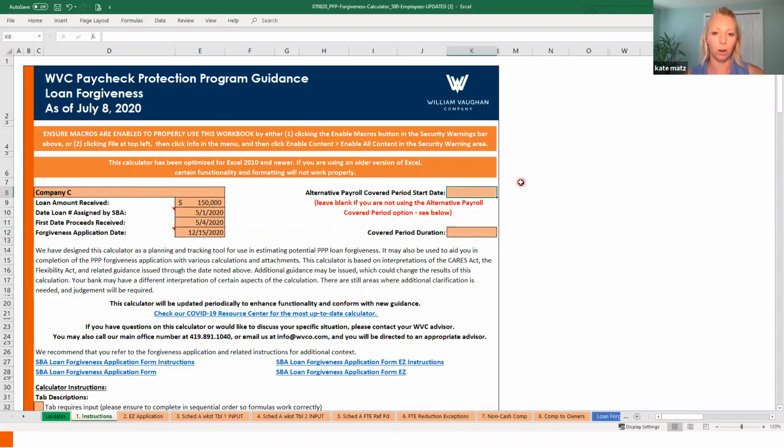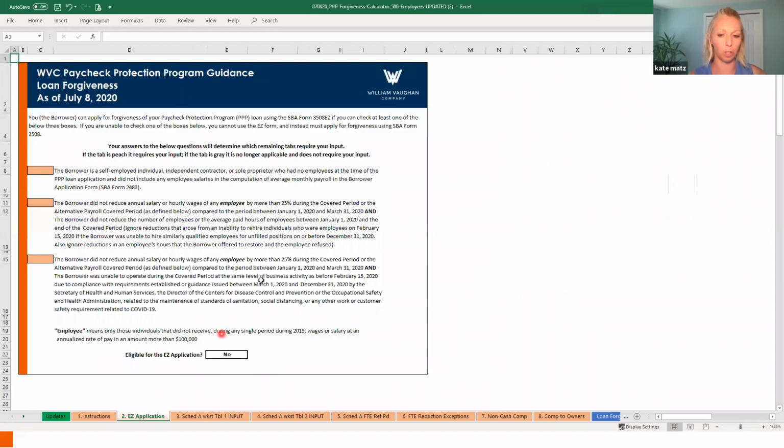Come over here to the alternative payroll covered period. They're going to use that, and we'll say that starts on 5/11. And they're going to use the 24-week covered period. So that's all we need to fill out here on tab 1. Flip over to tab 2.